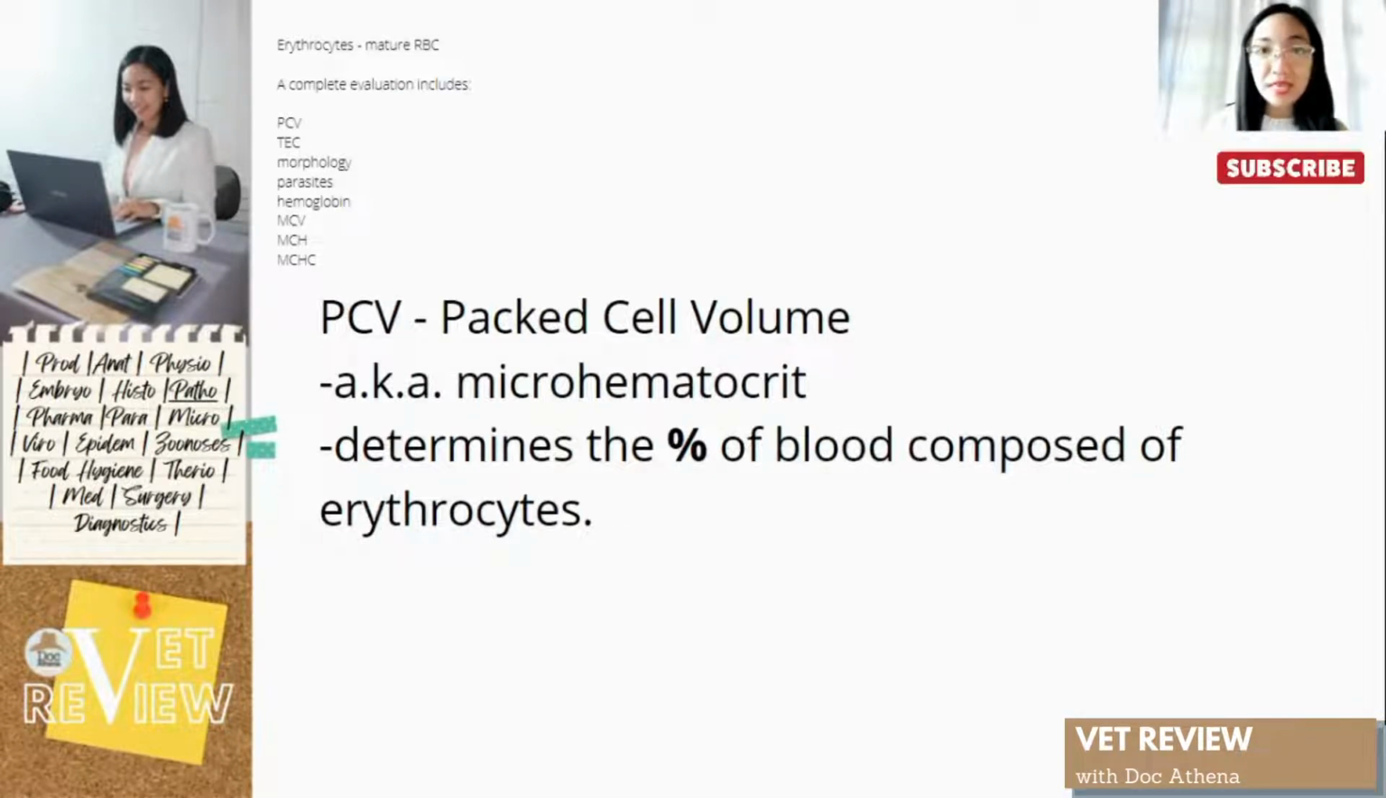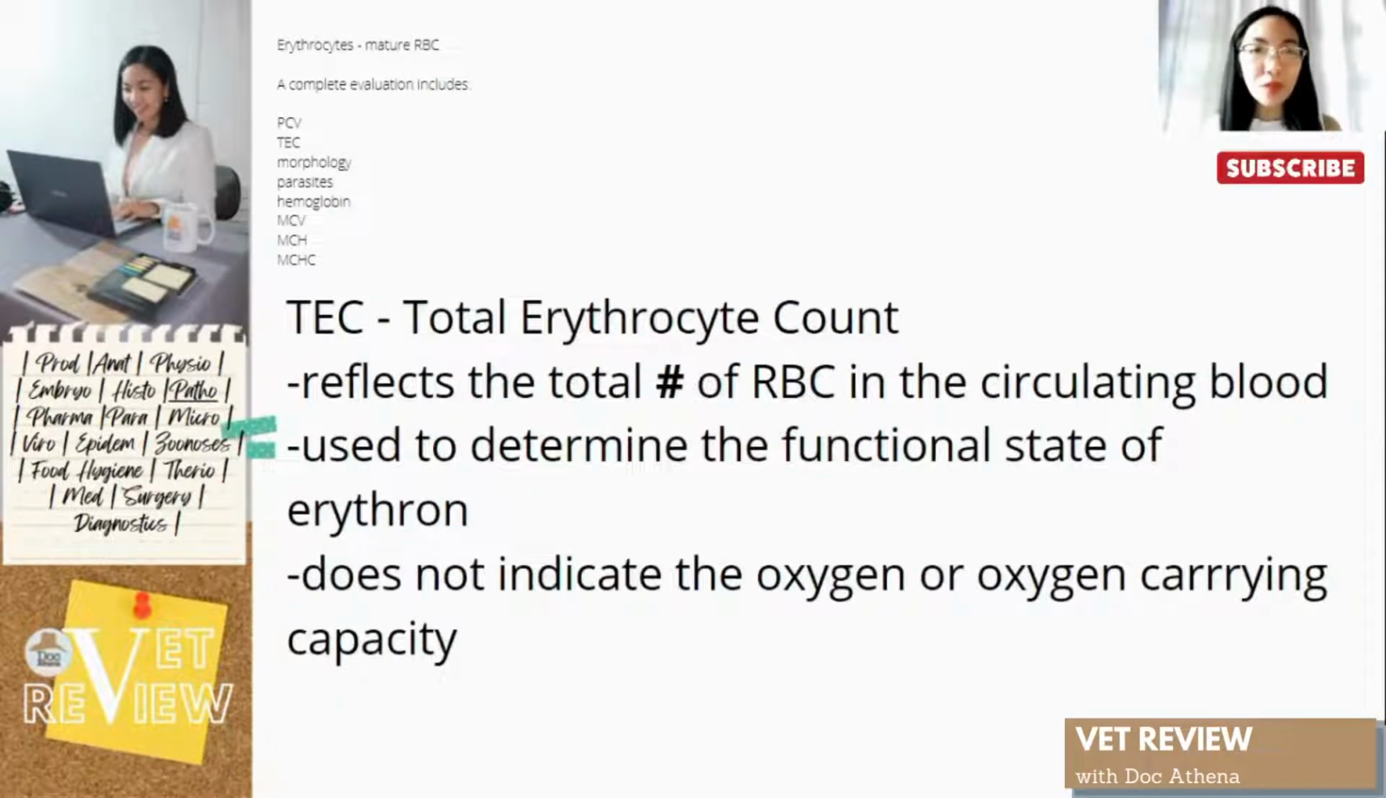Remember, PCV is for percentage, and let's differentiate that from TEC. Okay, so TEC is the total erythrocyte count. This reflects the total number of RBC in the circulating blood, and this is used to determine the functional state of the erythron. Now, this does not indicate the oxygen carrying capacity of the RBC. Okay, so PCV is the percentage, and TEC is the total number.